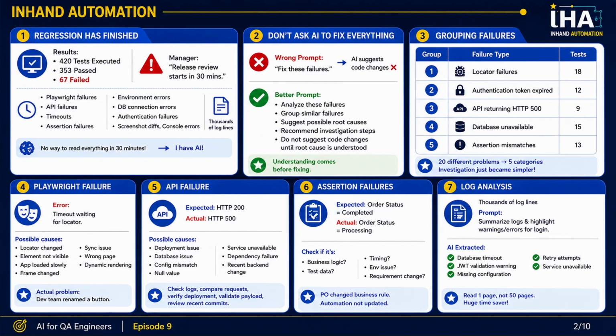And the next thing was log analysis. Now Rahul uploaded several application logs, thousands of lines. He asks AI to summarize these logs, right? And highlight only the warnings and errors related to login. So instead of reading everything, AI extracted the database timeout, JWT validation warning, missing configuration, retry attempt, and some of the service unavailable. So Rahul read one page instead of 50 pages. And that's where Rahul saves huge time. And this is how AI is helping Rahul with log analysis.